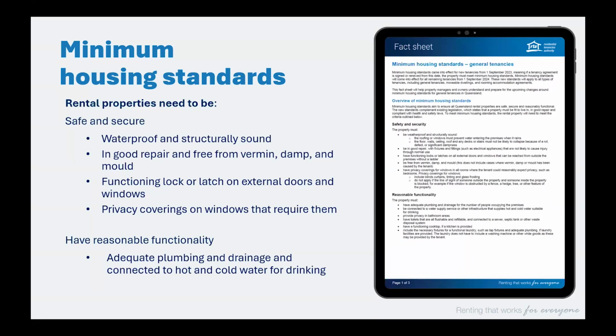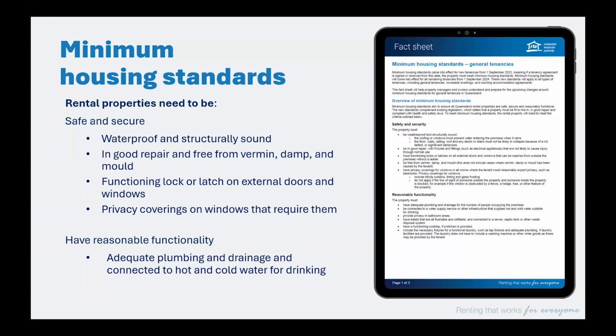The Residential Tenancies and Rooming Accommodation Act of 2008 sets out the rights and responsibilities of the parties in a tenancy agreement. When it comes to the standard of the premises, the property manager or owner has responsibilities to ensure that the premises is in good condition before the tenancy starts. All properties must meet minimum housing standards when the tenant moves in and throughout the tenancy agreement to ensure that the property is safe, secure and functional.